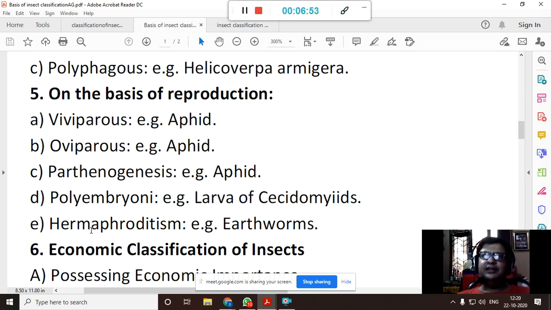Then you have hermaphroditism. Definitely it is not earthworm. Earthworms are not insects. Be very clear about this, because I have seen people making mistakes over here. They write hermaphrodite examples: earthworm. Earthworms are not insects. They are annelids. So be very careful about this. I have highlighted this part over here, so be careful not to write it. And as a home task, find out an insect which is hermaphrodite.